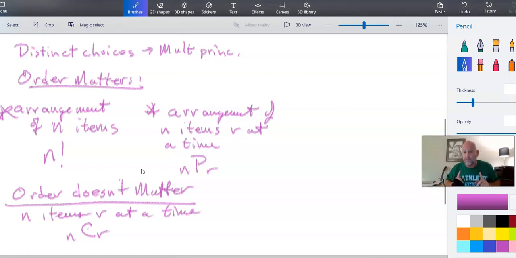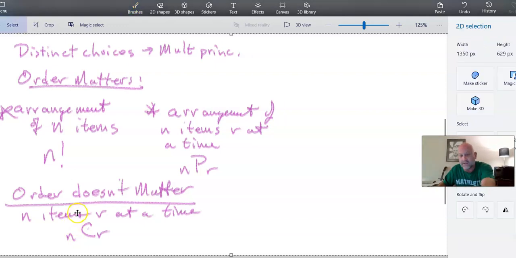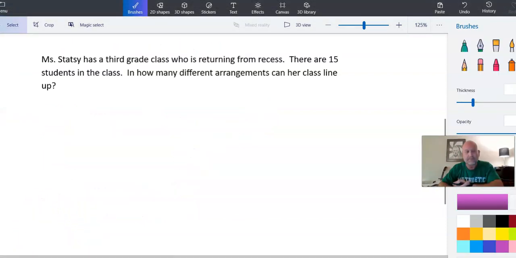All right, so what I want to do now is take a little time to look at some examples of this and just see what we can do with it. See if we can tell what to use where. Okay, so let me go ahead and clear this off. Okay, so here's our first question.